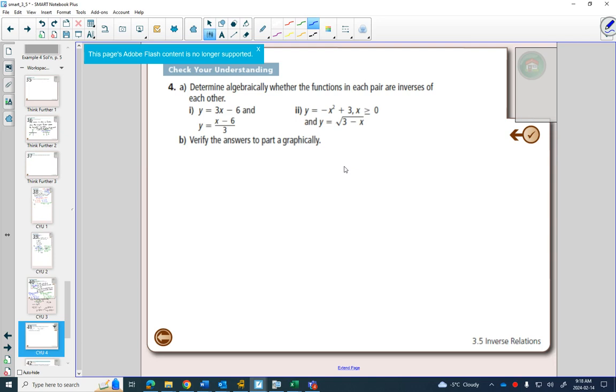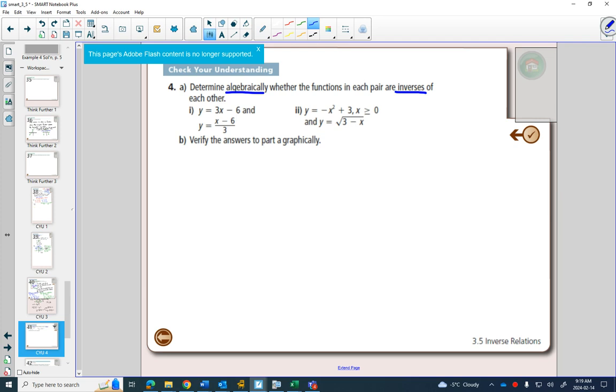Reading this question, one of the things you want to develop as a math student is that when you're reading a question, certain trigger words should jump into your memory and say, I know this. I see in this one, algebraically and inverses. That should trigger for me, oh, algebraically, we switch x and y and solve for y. That's how we find inverses.